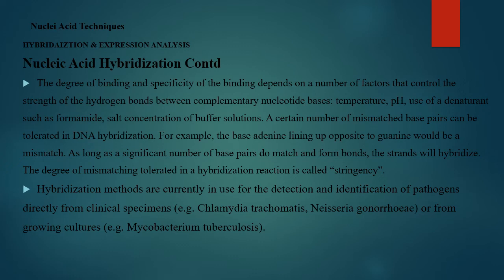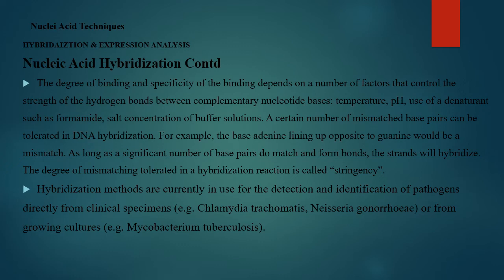Now, the degree of binding and specificity of the binding depends on a number of factors, which control the strength of the hydrogen bonds between the complementary nucleotide bases. And these include the temperature, the pH, the denaturant that was used, such as formamide, and the salt concentration of the buffer solution. So these are key to determine how strong the bond is.